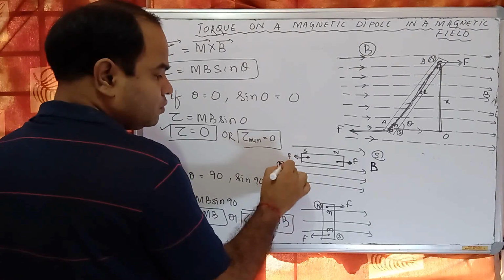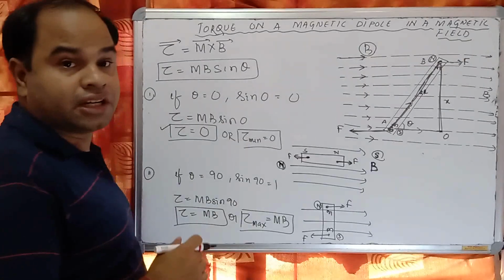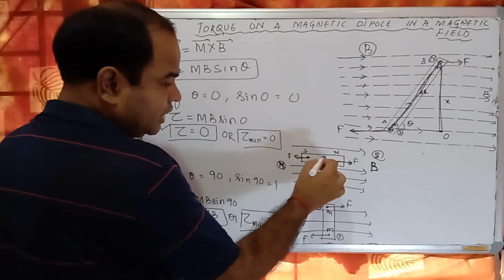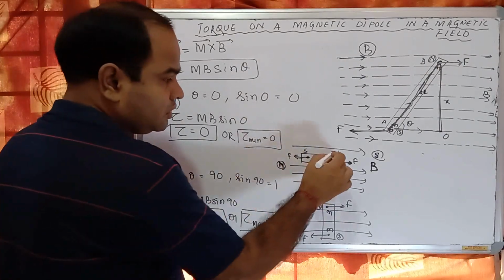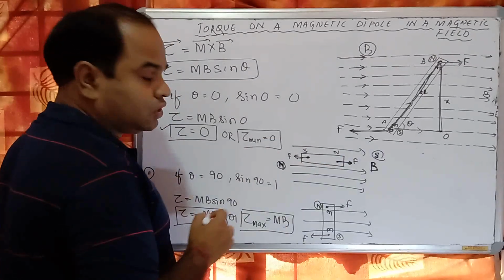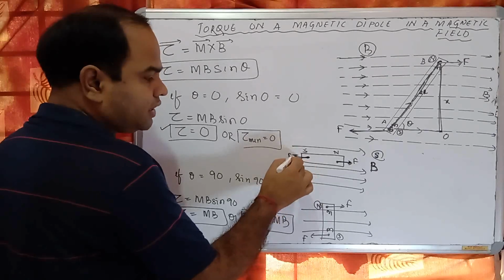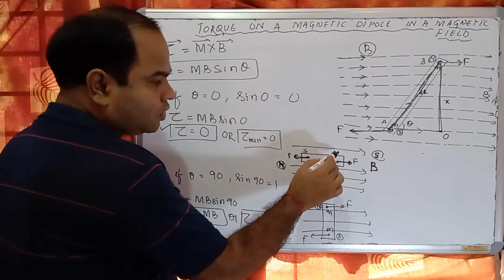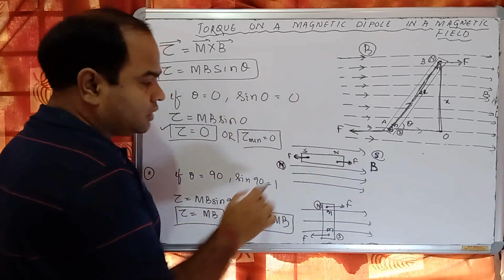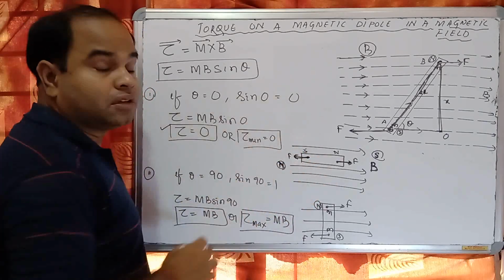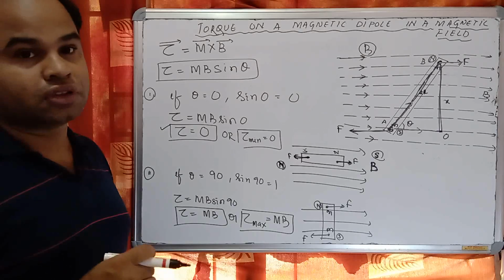This is the north pole and this is the south pole. Magnetic field starts from the north pole and ends in the south pole. This is the north of the bar magnet, this is the south. The north will be attracted towards the south and the south will be attracted towards the north. So this is the stable position for the bar magnet.